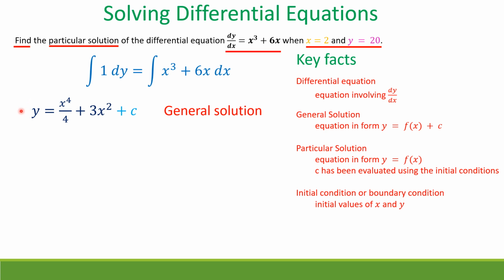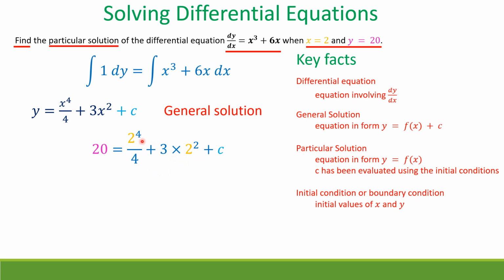So from here, I've got my general solution. Now my particular solution comes from substituting in the value of x is equal to 2 and y is equal to 20. So we're going to substitute these two values in. So instead of writing y, I'm going to write 20. Instead of writing x, I'm going to write 2. And x again, I'm going to write 2. And I'm going to work out what the value of c is.